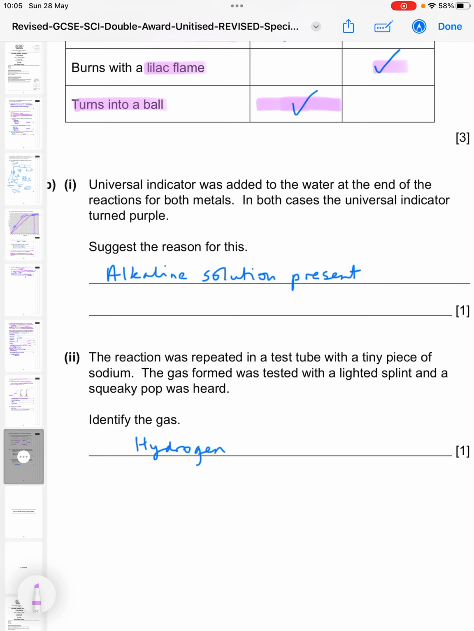Universal indicator was added to water at the end of the reactions for both metals. In both cases, the universal indicator turned purple. Suggest a reason for this: there's an alkaline solution present, so it's made an alkaline solution. Then the reaction was repeated in a test tube with a tiny piece of sodium. The gas formed was tested with a lighted splint and a squeaky pop was heard. Identify the gas. Well, you really want that question because everybody knows a squeaky pop is hydrogen.